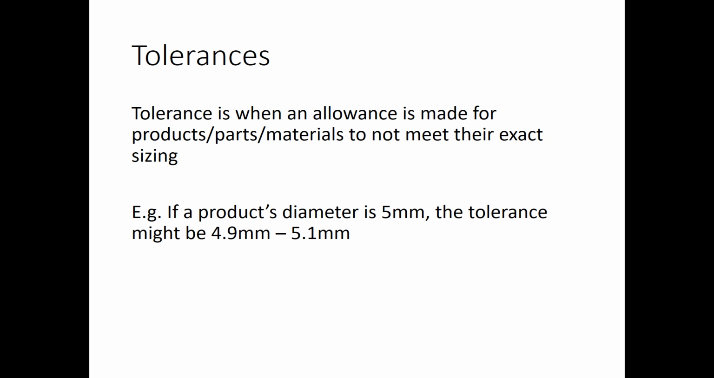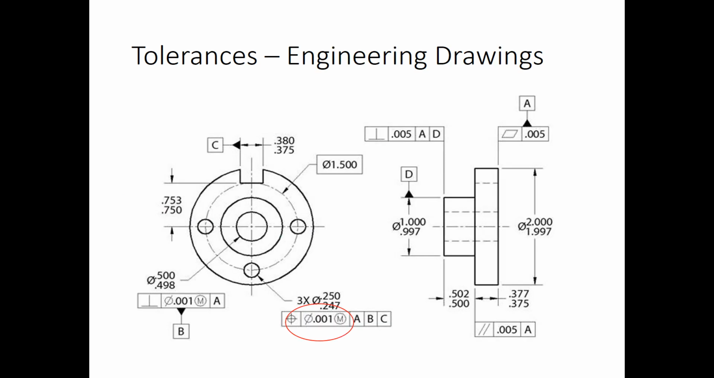First one we're going to look at is tolerances. So this is where an allowance is made for the products, parts, materials to not meet their exact sizings. So it basically gives you an allowance on the exact sizings. So for example, if the product's diameter is 5mm, the tolerance might be 4.9 to 5.1. That would give you a 1mm tolerance.